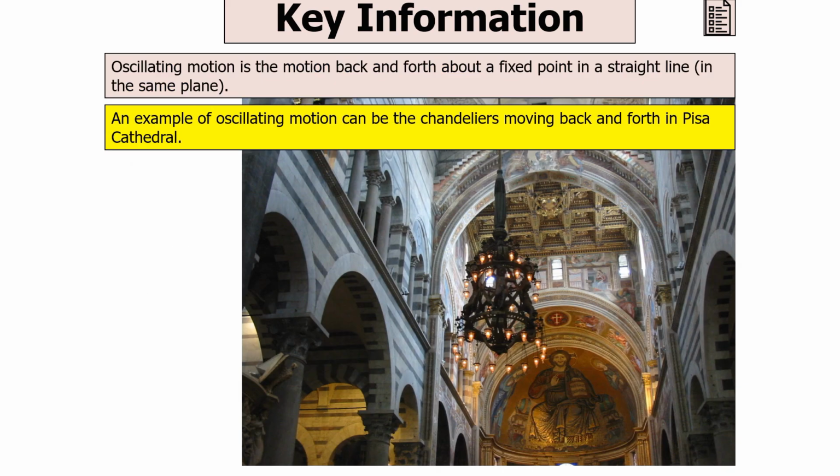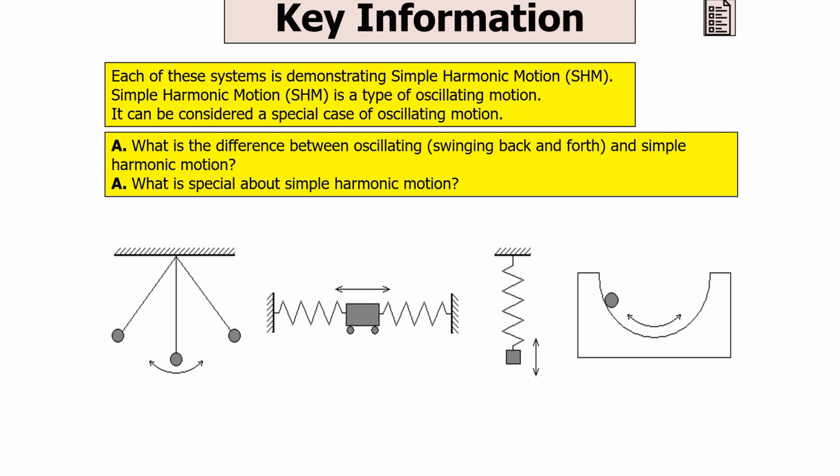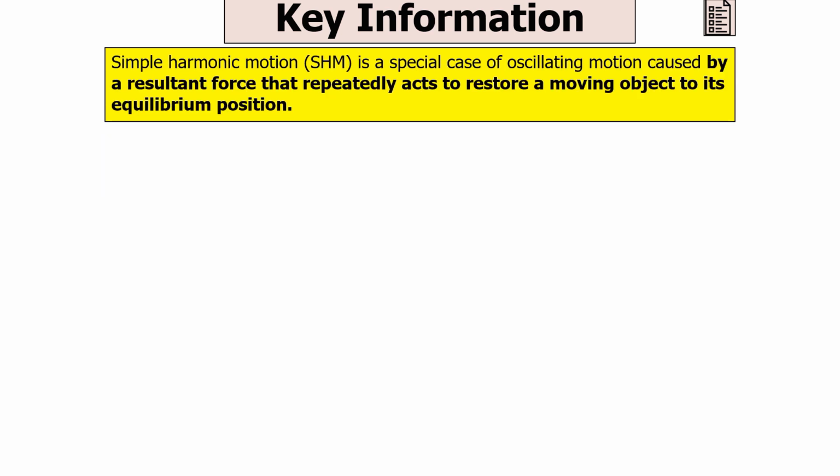Now, each of these systems is demonstrating simple harmonic motion, which is a special type of oscillating motion. Now, what is the difference between oscillating motion and simple harmonic motion, and what is so special about it? Well, simple harmonic motion is the special case of oscillating motion caused by a resulting force that repeatedly acts to restore a moving object to its equilibrium position.